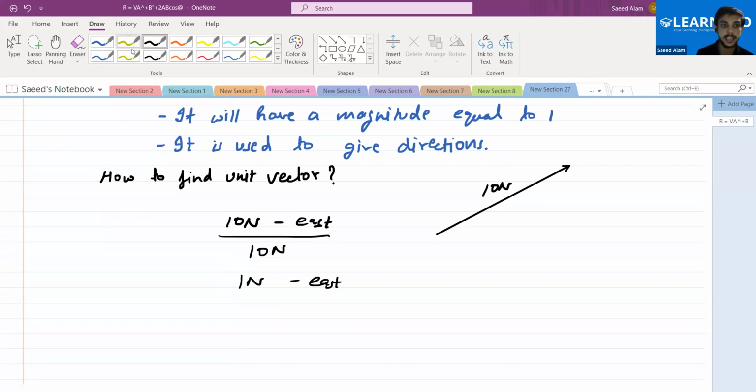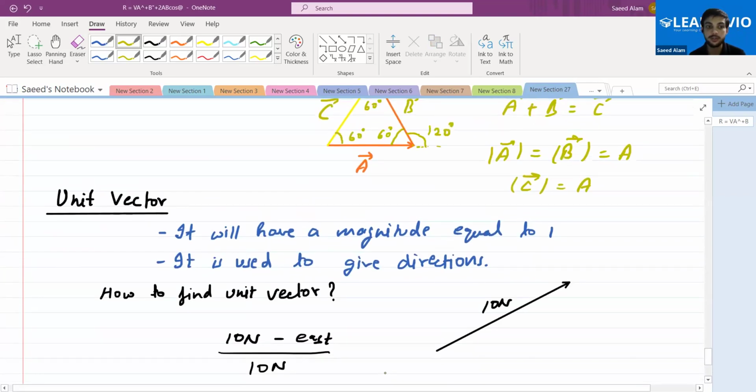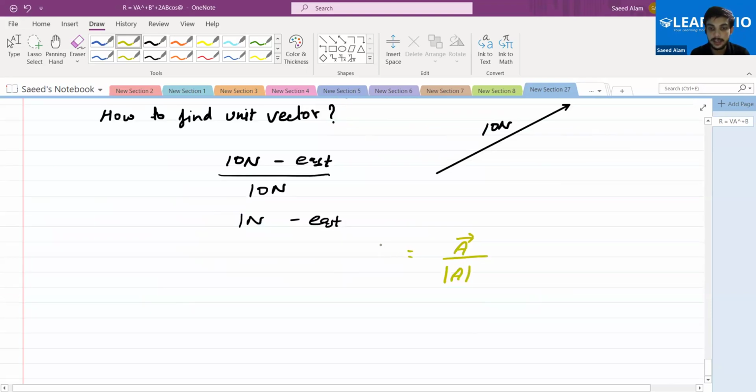So to find the unit vector, I have one vector and I just have to divide it by its magnitude. Is this clear to you? And we represent the unit vector by putting a cap over the variable like this. Is this clear to you? Yes. We represent it by a cap. So this will be a cap. Is this clear to you?